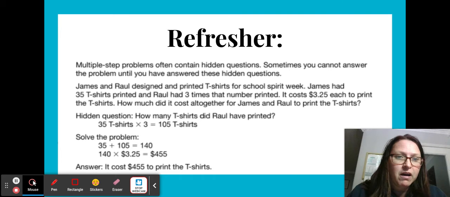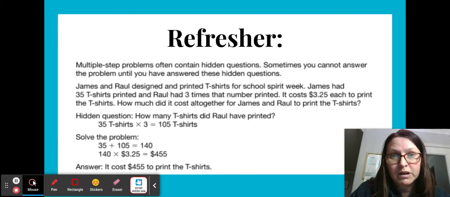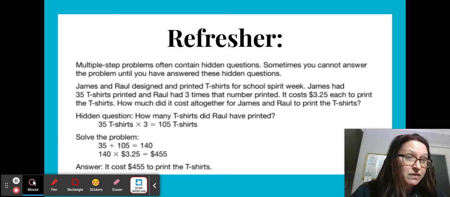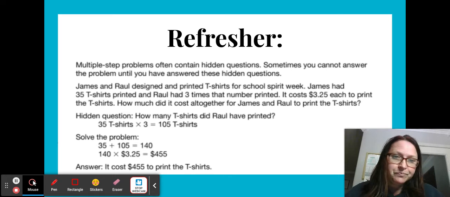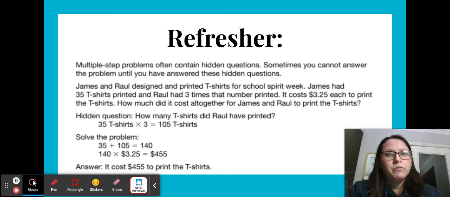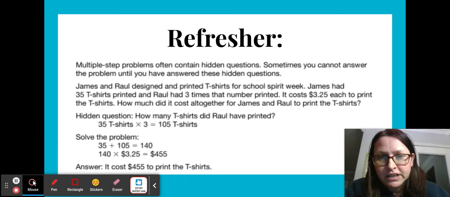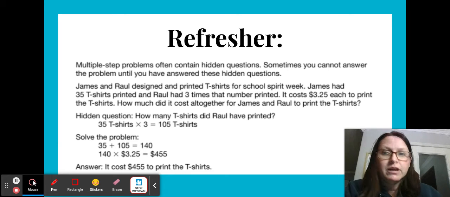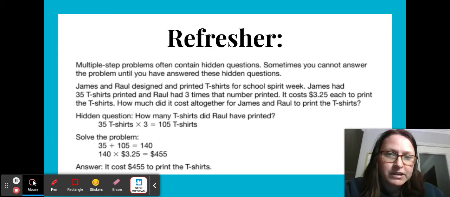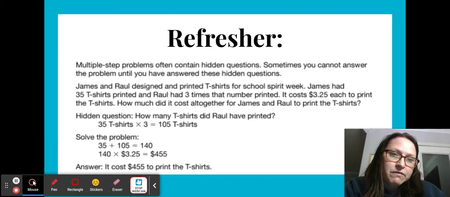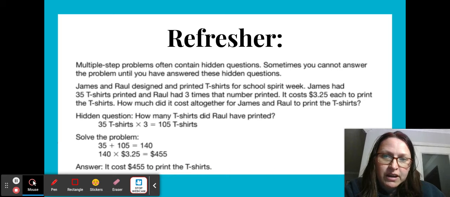Multiple step problems often contain a hidden question. Sometimes you cannot answer the problem until you've answered all these questions. So here's an example. James and Raul designed and printed t-shirts for the School Spirit Week. James had 35 shirts printed and Raul had 3 times that number printed. It cost $3.25 each to print the t-shirts. How much did it cost altogether for James and Raul to print the t-shirts?